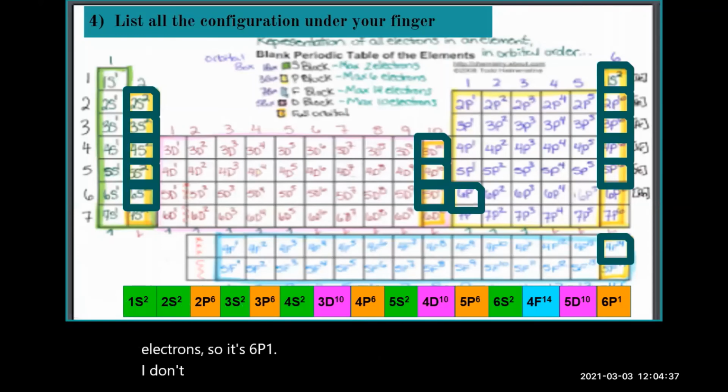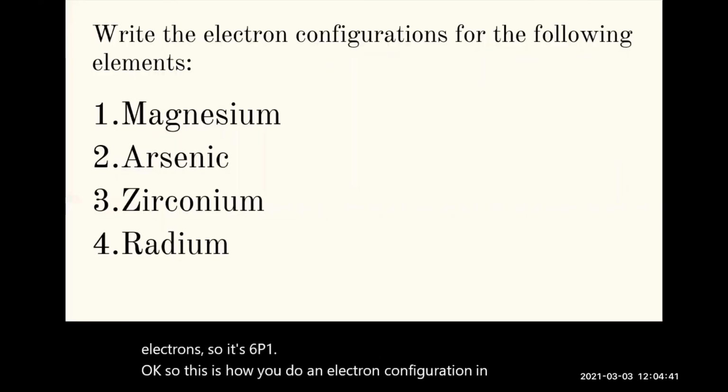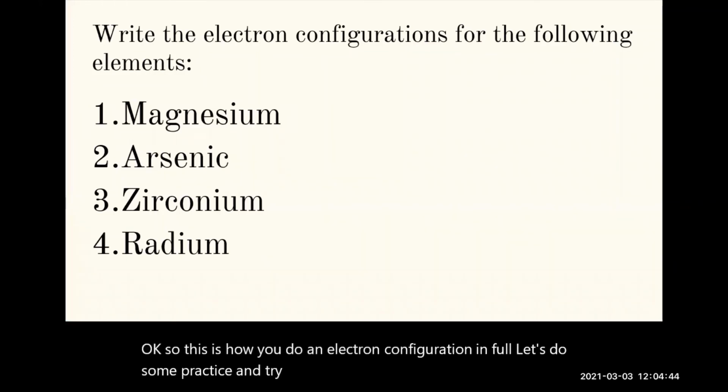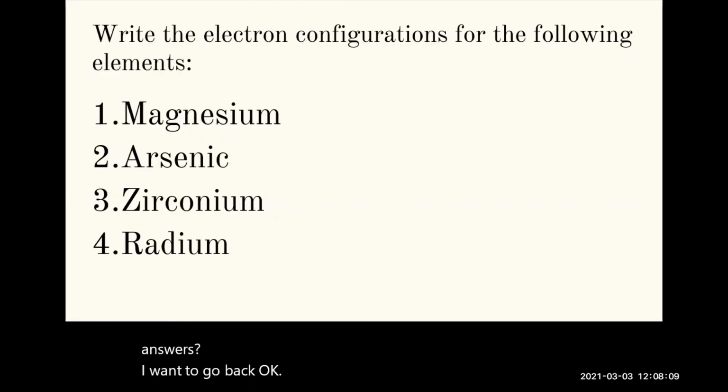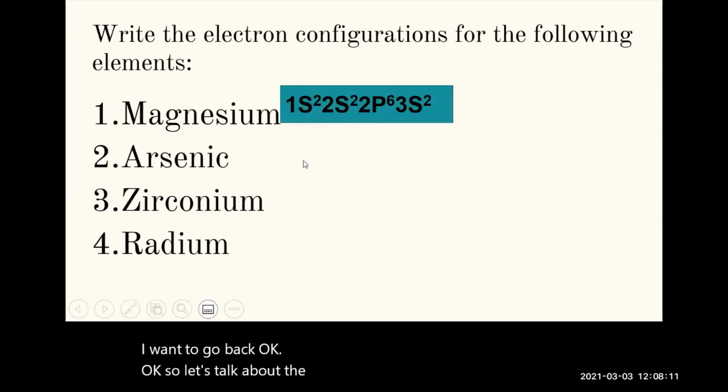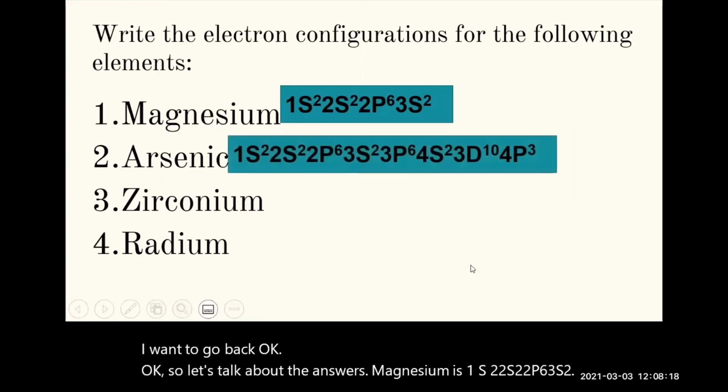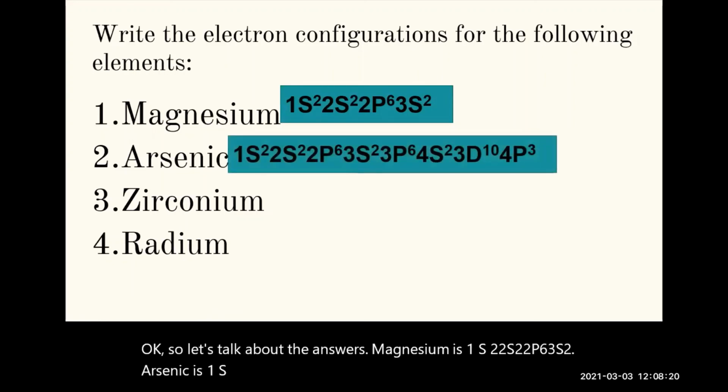Okay, so this is how you do an electron configuration in full. Let's do some practice and try the electron configurations for magnesium, arsenic, zirconium, and radium. Okay, so let's talk about the answers. Magnesium is 1s2, 2s2, 2p6, 3s2. Arsenic is 1s2, 2s2, 2p6, 3s2, 3p6, 4s2, 3d10, 4p3.